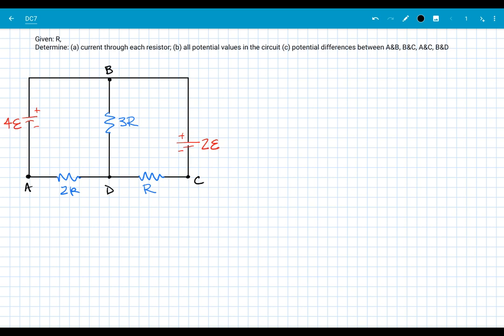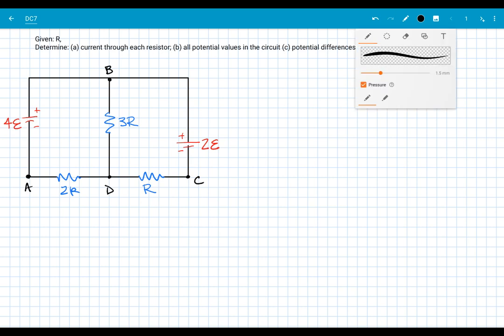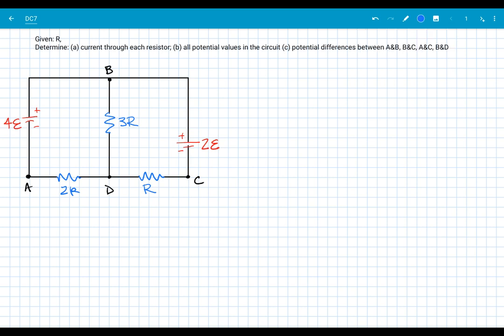These are skills that I want you to have. So let's start the way that I've been hoping that we will every time, and that is by labeling as many potential values in the circuit as we can, just on inspection from first looking at the circuit.